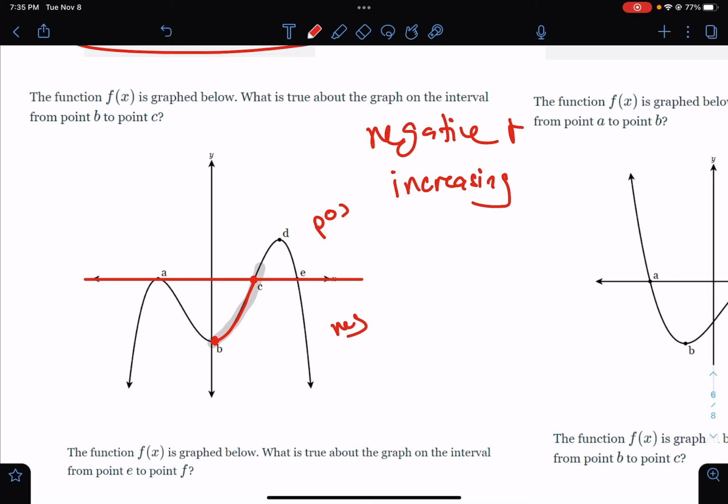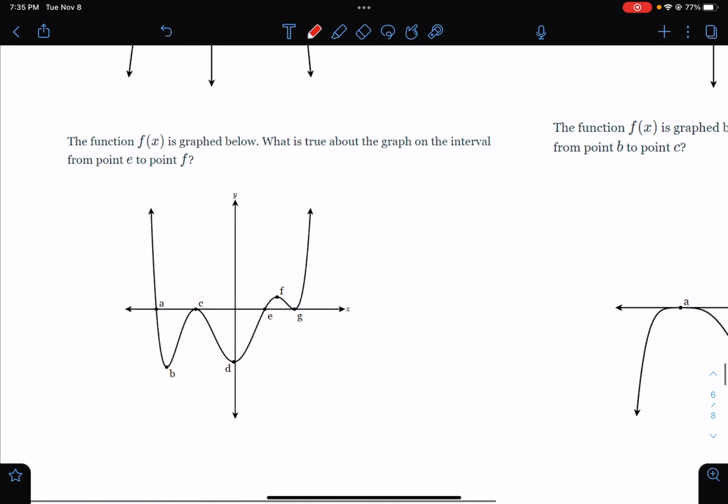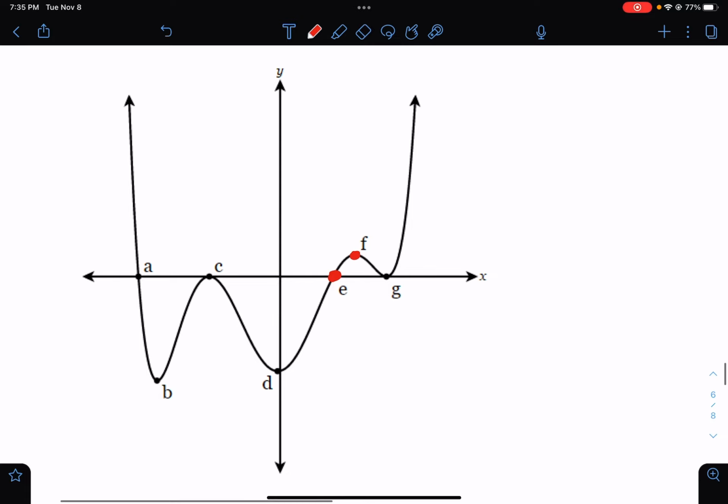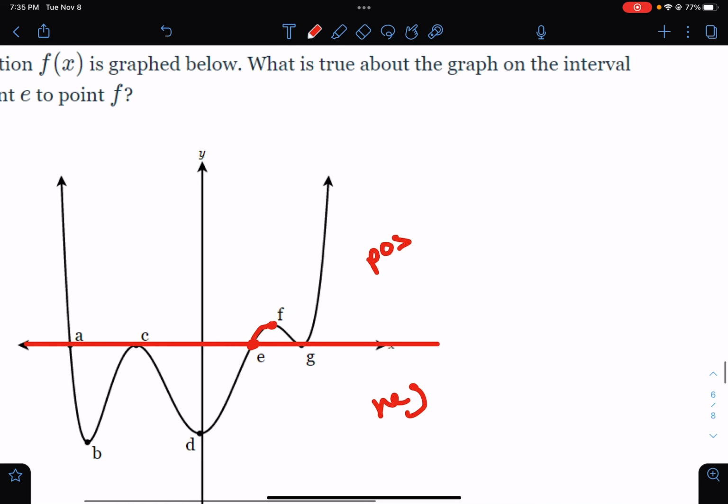All right. Then, next example, E to F. So we're going from here to here, all right? First we can determine if it's positive or negative. If it's positive, it's above the x-axis. If it's negative, it's below. E to F is positive. And then we look left to right. We are going up, so it's going to be increasing.